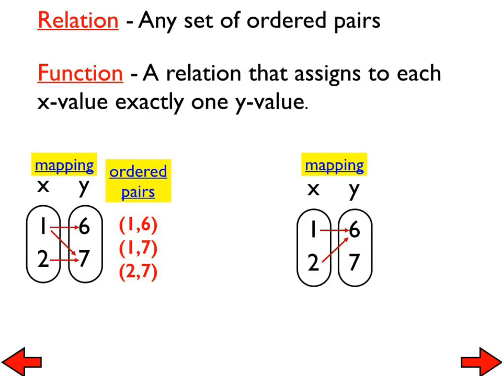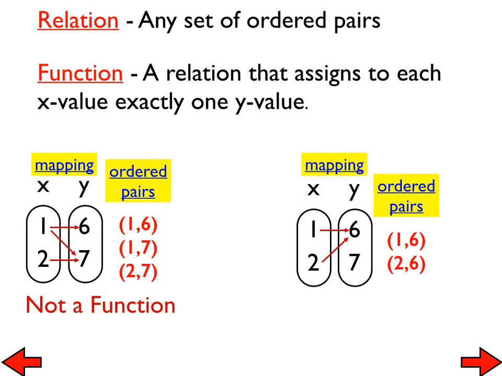Here's the second mapping. This time I have 1 going to 6 and 2 going to 6. So the question in this one, we already answered the first one. The first one is not a function. How about the second one? Is that a function? Yes, because they both have one y value. Each x value has one unique y value. 1 has a y value of 6, and then 2 has a y value of 6. Each x value has exactly one y value. So that one is a function.